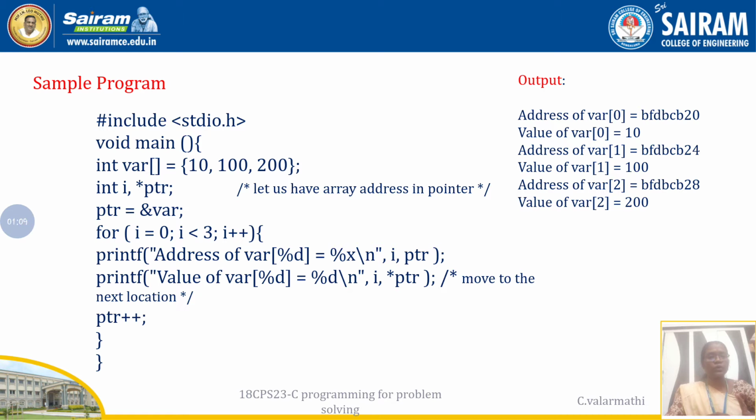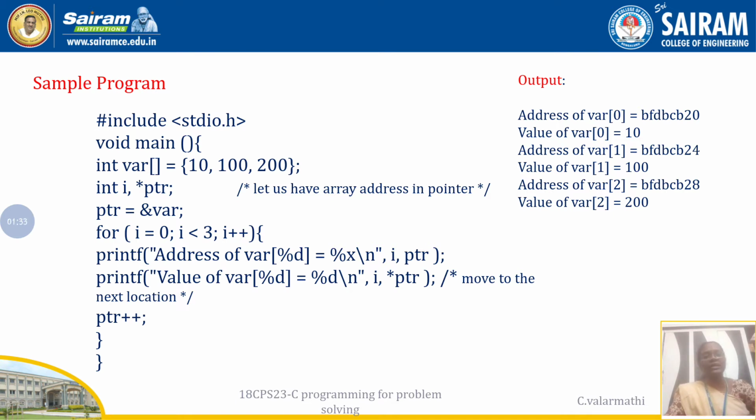So using only one pointer variable I am able to access all the elements in the array list. How many elements are there in this list? There are 3 elements. So I am able to access all 3 elements using only one pointer variable. That is the benefit of using pointers in C programming.